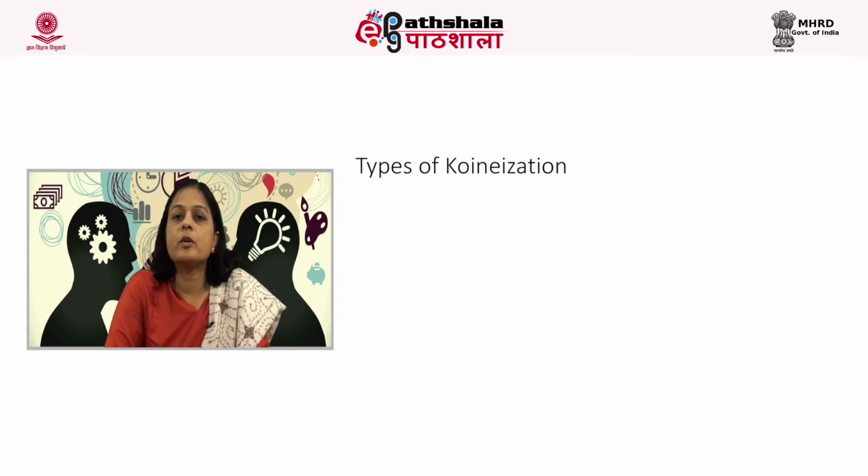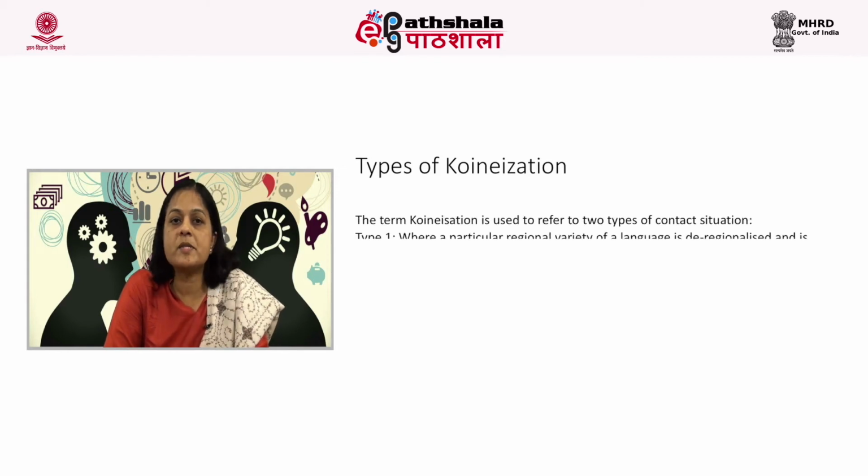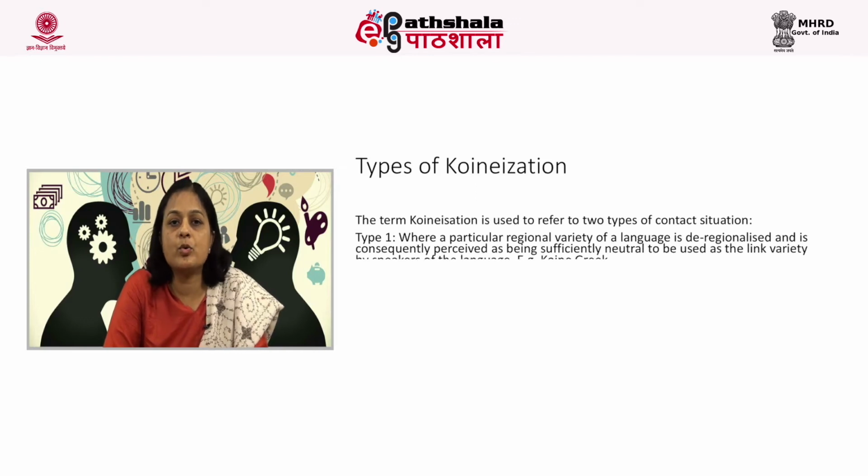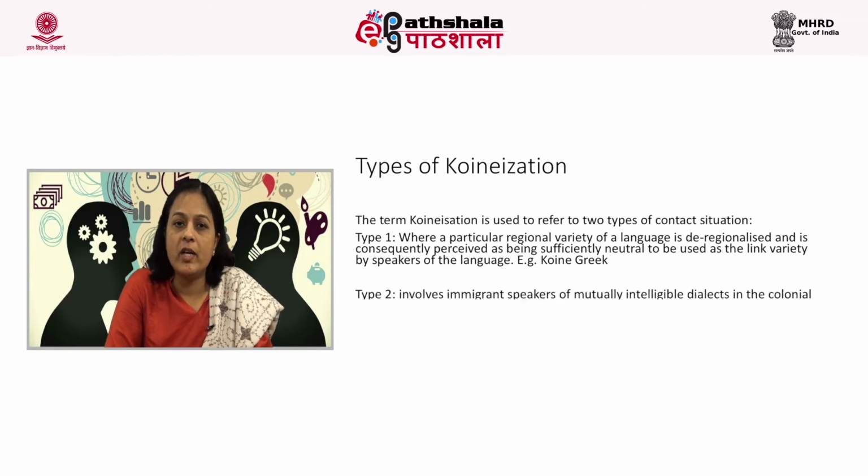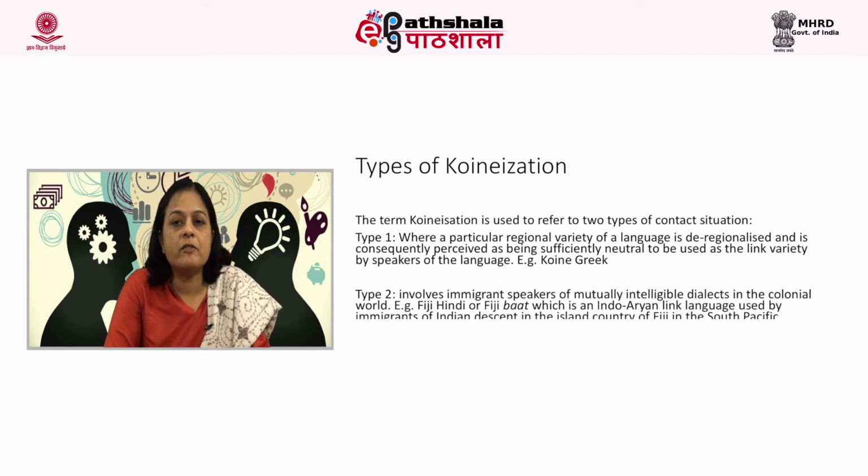The first, where a particular regional variety of a language is de-regionalized and is consequently perceived as sufficiently neutral to be used as a link variety by speakers of the language. For example, Koine Greek. The Koine developed from the Attic Greek dialect, which belonged to the city of Athens, which was culturally and politically influential following the conquests of Alexander the Great in the 4th century BC. The city dialect lost some of its markers and developed features shared by other Greek dialects in a process of leveling.